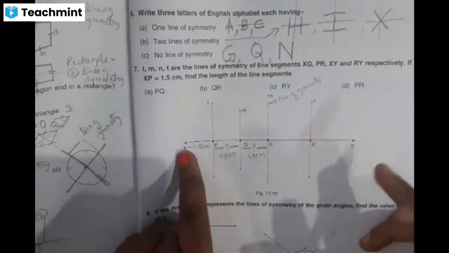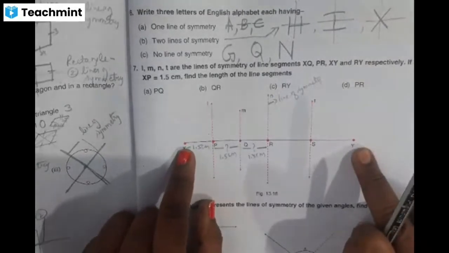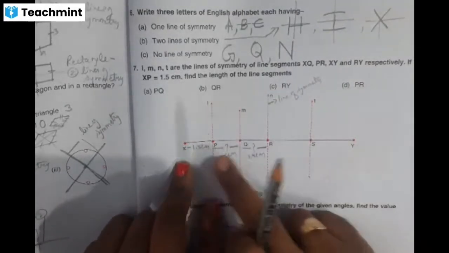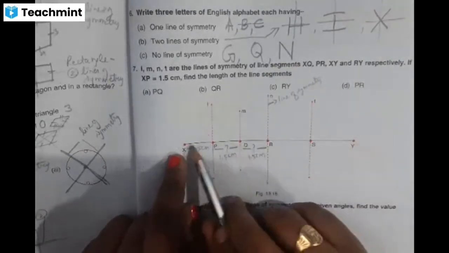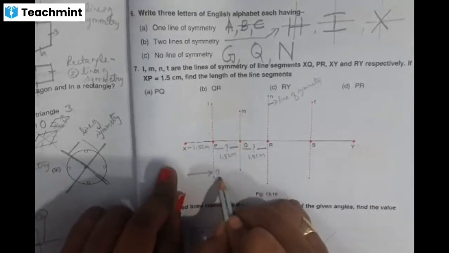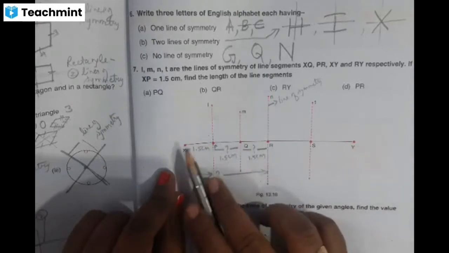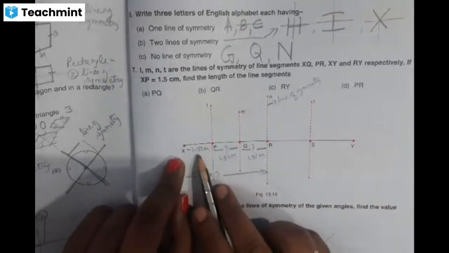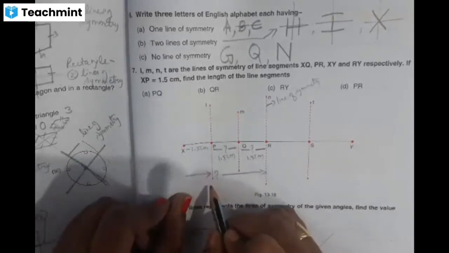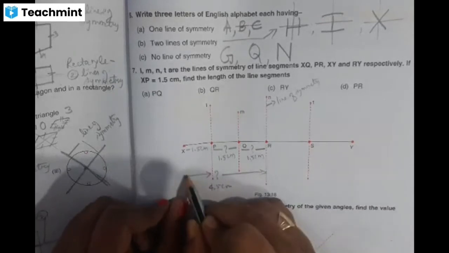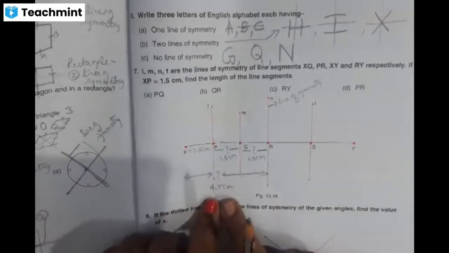For XY. XY is the line segment and N is the line of symmetry for XY. So the line of symmetry N is going to divide XY into two equal halves. First you have to find what XR is, children. The total of XP plus PQ plus QR will give you XR. XP is 1.5, PQ is 1.5, QR is 1.5. Altogether, we get 4.5 centimeter. That means from X to R, the length is 4.5 centimeter.